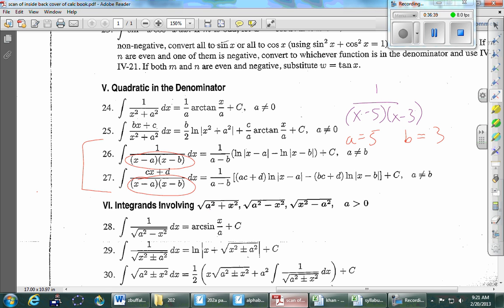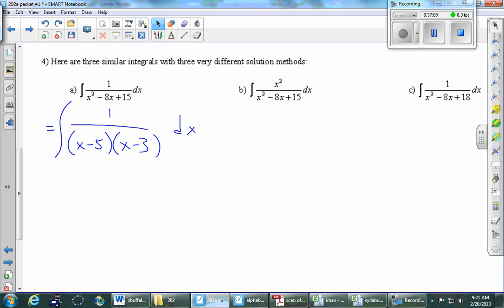Any questions on this one? So what do we get? 1 over 2 ln of x minus 5 minus ln of x minus 3. It's done. Okay? Pretty soon after the test, we're going to figure out where this formula came from. So we'll do those kinds of problems without the table soon enough. All right, let's take a look at the next one.